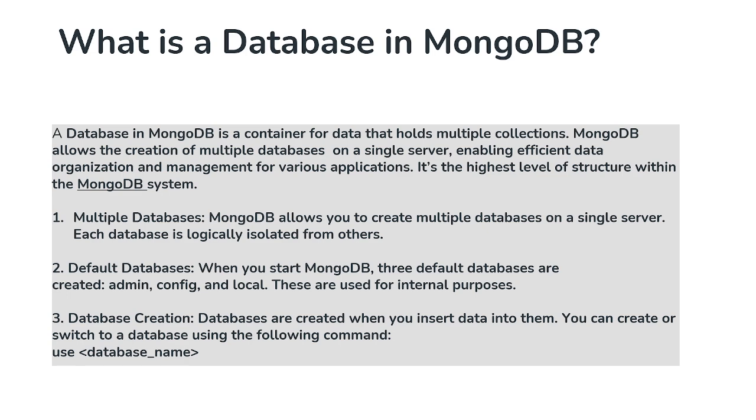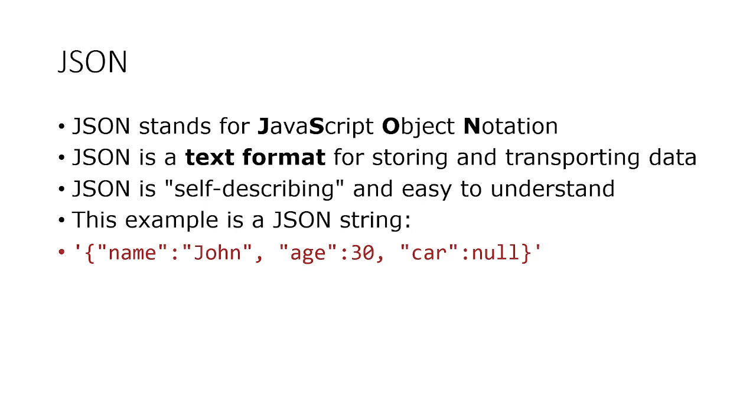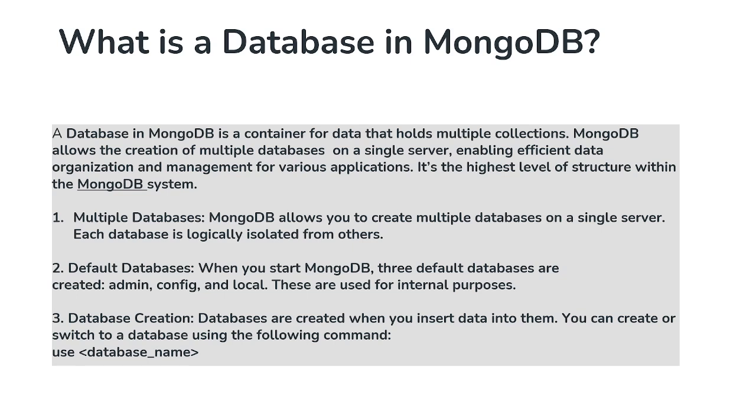So what is a database in MongoDB? These are the characteristic features of MongoDB, and a database can hold multiple collections. Here is an example of a JSON string, which is one type of collection. In a similar way, you can store multiple collections in a single database. You can also have multiple databases on a single server for efficient data organization as well as management. In the case of multiple databases, each database is logically isolated from the others to avoid collision.